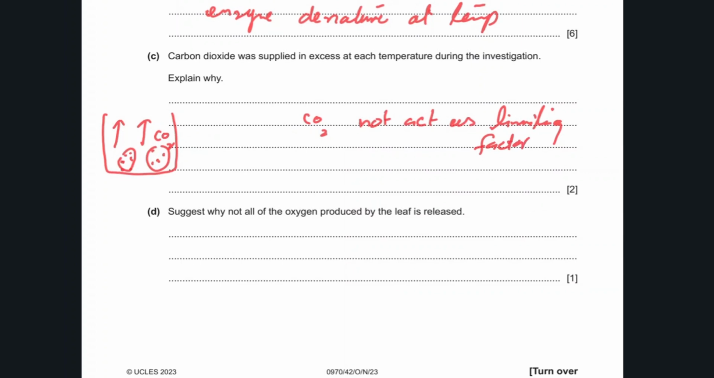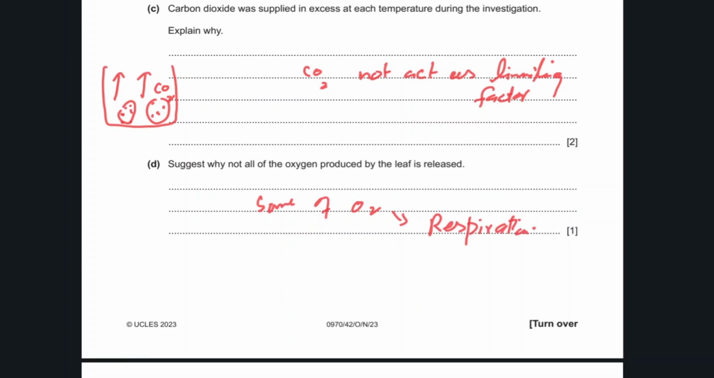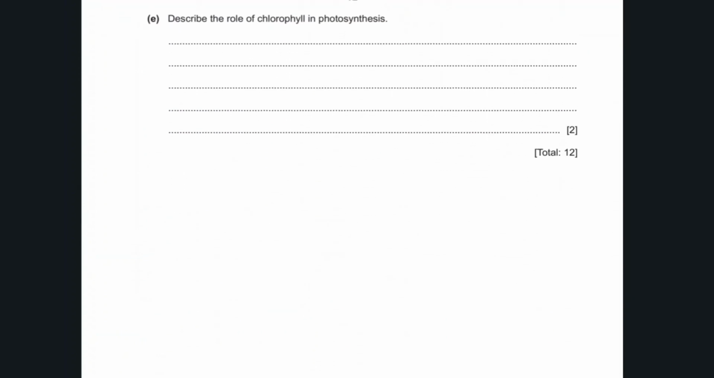This is why not all the oxygen produced by the leaf is released: some of the oxygen is used for respiration. Otherwise, the remaining oxygen diffuses out. Some of it is used for respiration.